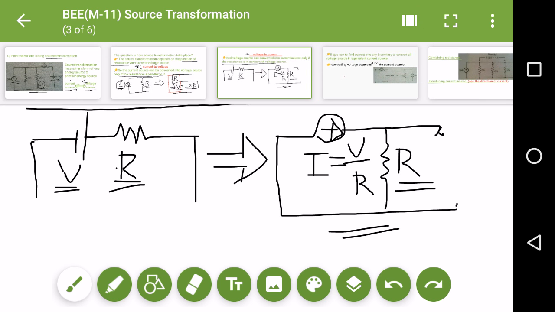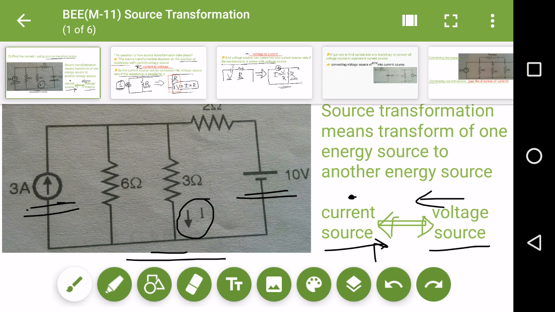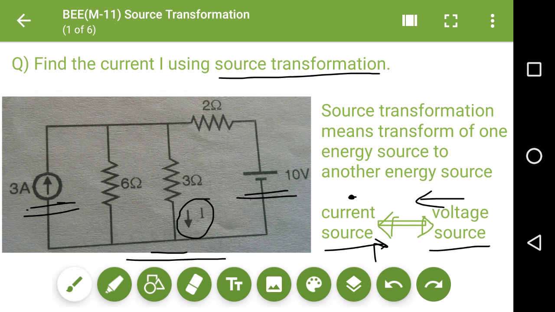Now let's go to our problem again. Here's our problem, and we need to find the current through the 3 ohm resistance. To find the current through the 3 ohm resistance, remember the branch whose current is asked should not be eliminated. The branch should be there.